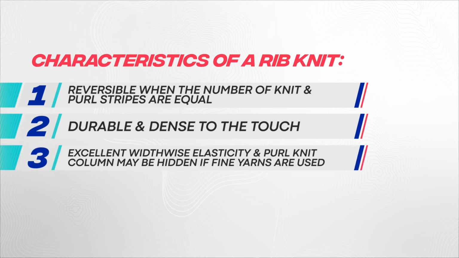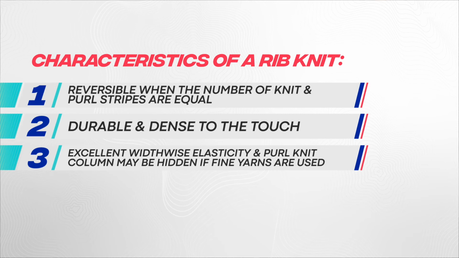Number 3, it has excellent width-wise elasticity. This is predominantly the core reason why you'd ever want to use a 1x1 or a 2x2 rib. It just stretches phenomenally well in the width-wise direction. You can stretch it up to 2 to 3 times its actual length without disturbing its structural rigidity. But it does depend on what specific types of yarns and compositions are used in the final rib knit.